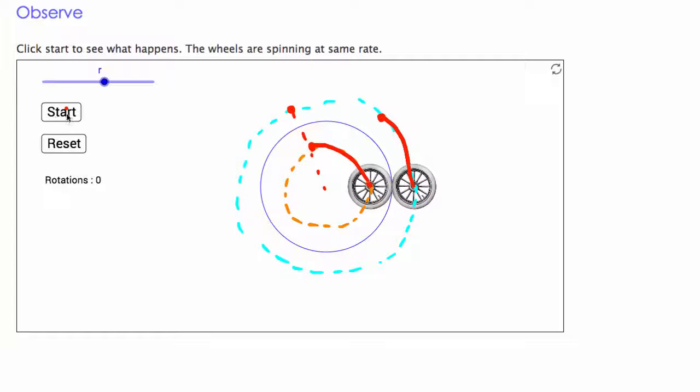So if we take a look and we start that there, you can see that this was just an estimation, but it's pretty much correct. They've moved the same distance along this line, but obviously this one's moved a larger proportion of the way around this circle than this one's moved.